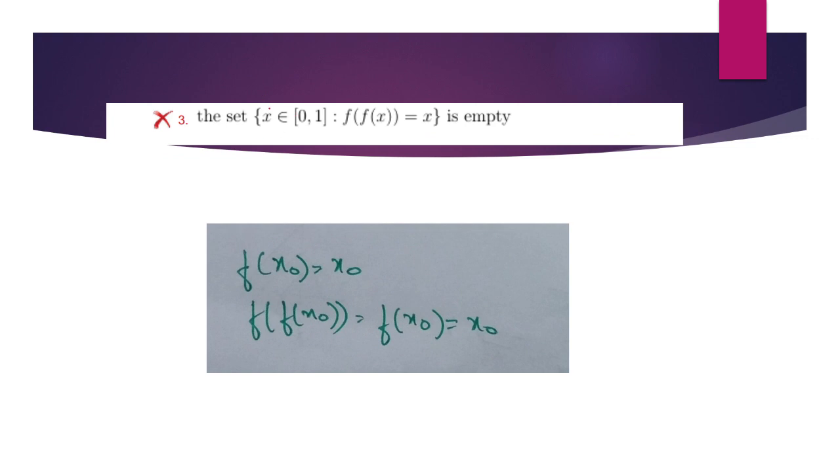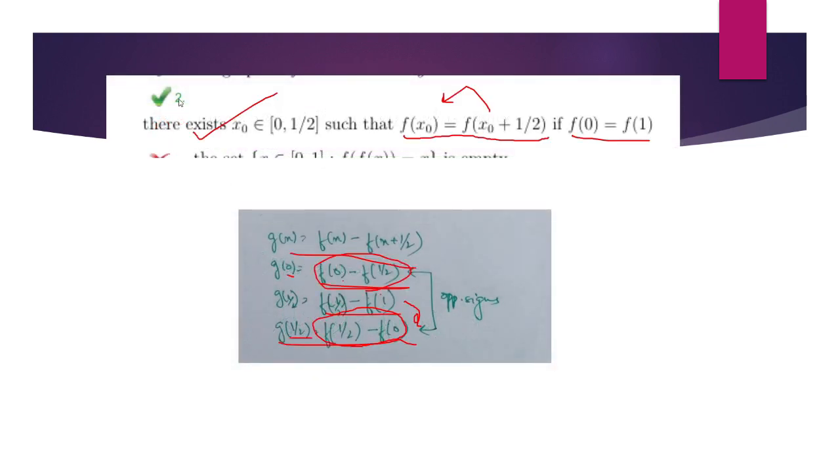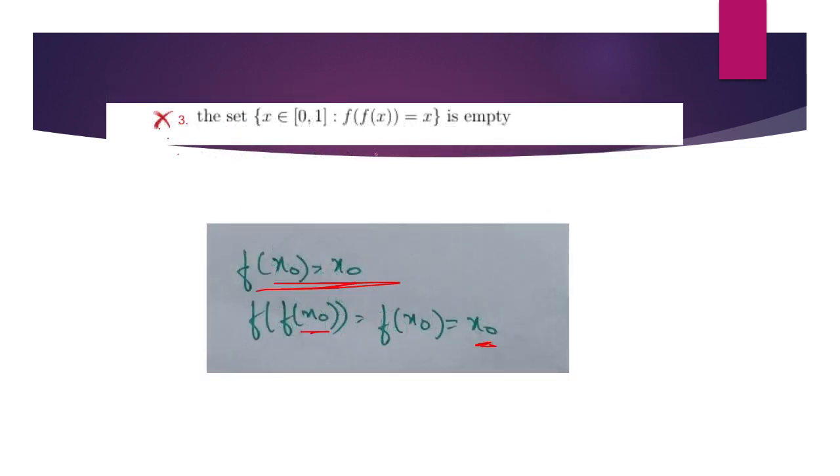The set x belonging to 0, 1 such that f of x is empty. Now, if we take the condition that f of x naught is equal to x naught, therefore f of x naught is equal to x naught. How did I write this thing? By the second option. Because the second option is correct, then only we move on to the third option, and hence this becomes the wrong answer.